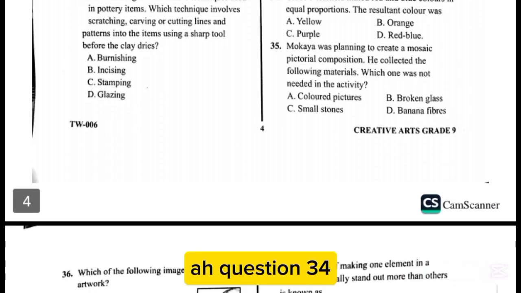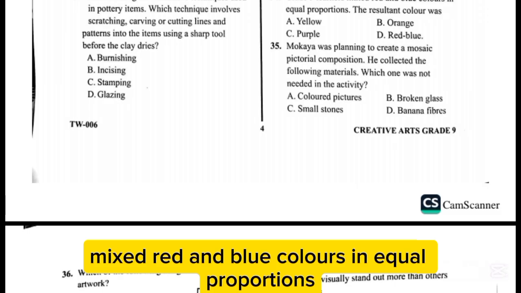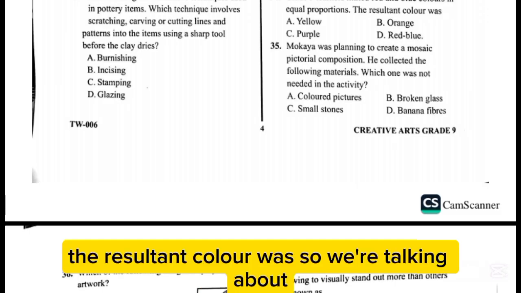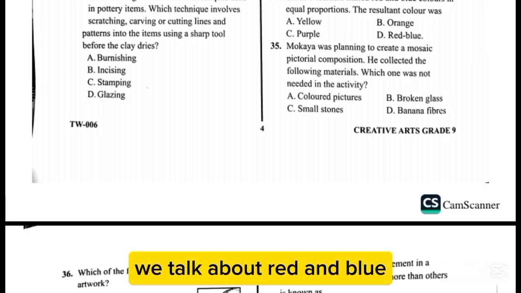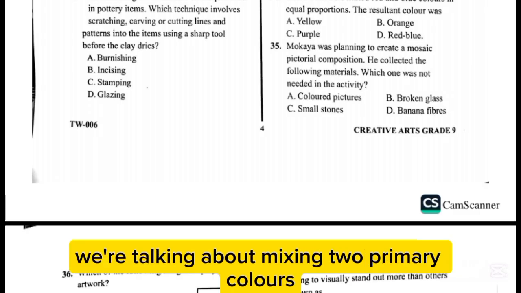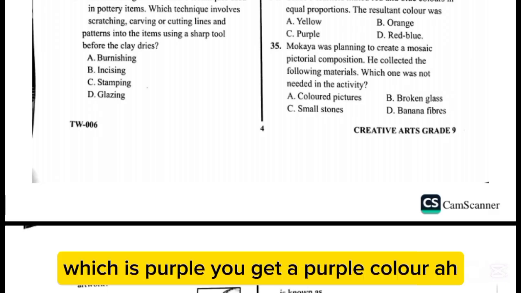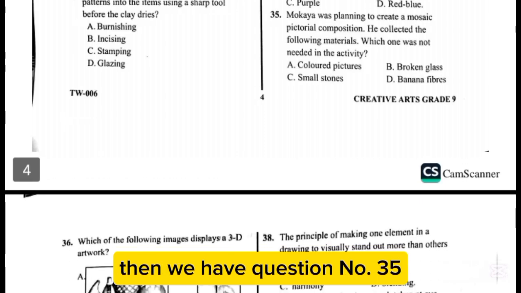Question 34. Grade 9 learners mixed red and blue colors in equal proportions. The resultant color was, so we talk about red and blue, we're talking about mixing two primary colors to come up with a secondary color, which is purple. You get a purple color. Then we have question number 35.